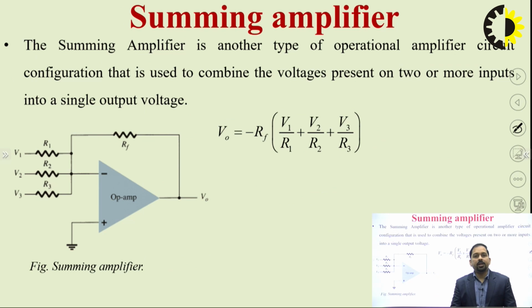Now the next application of op-amp is a summing amplifier. As the name suggests, a summing amplifier means if we apply different voltages like V1, V2, V3 to a particular op-amp, the output is something like V1 plus V2 plus V3. So summing amplifiers are also known as adder circuits.